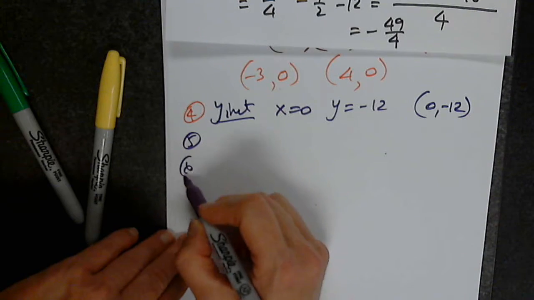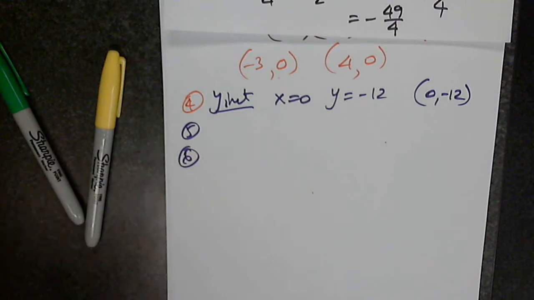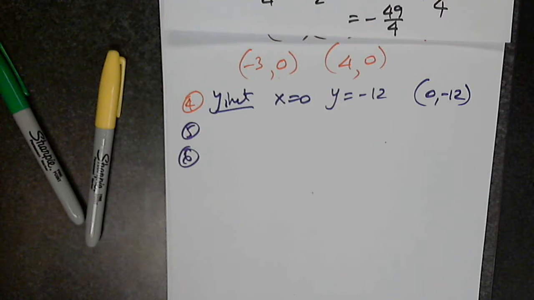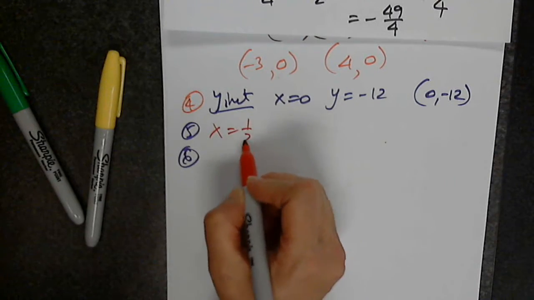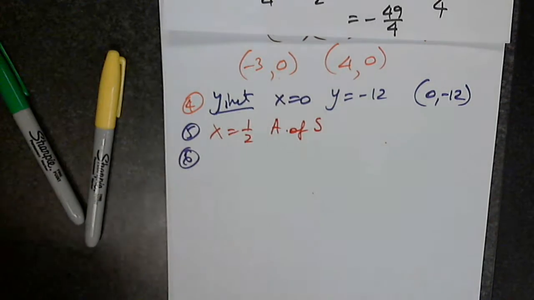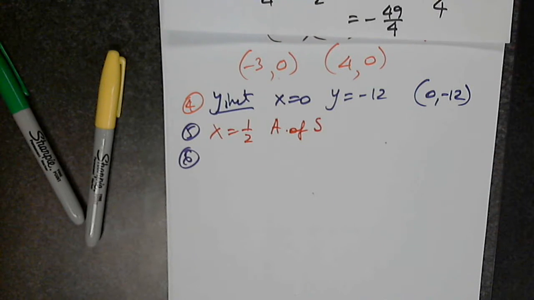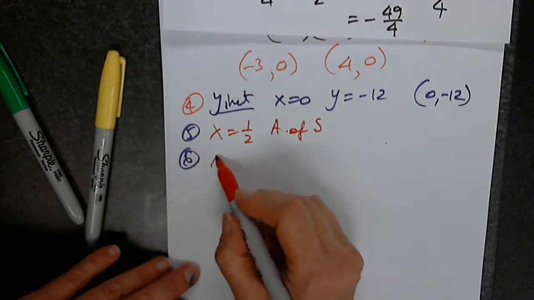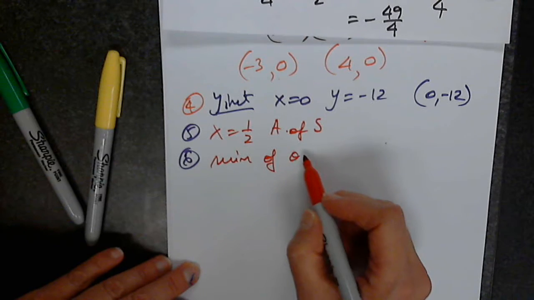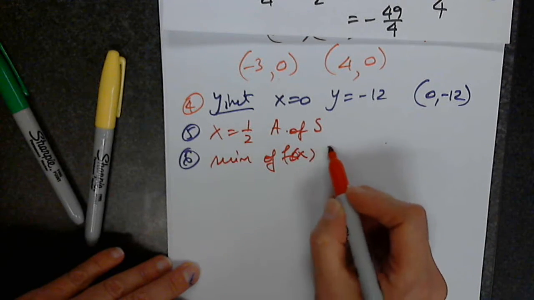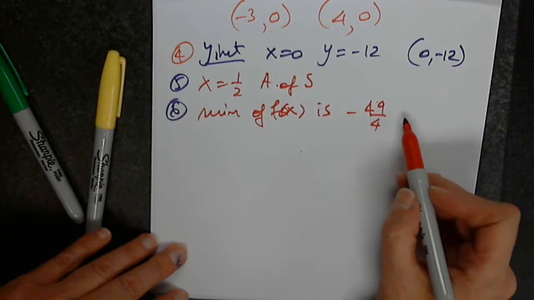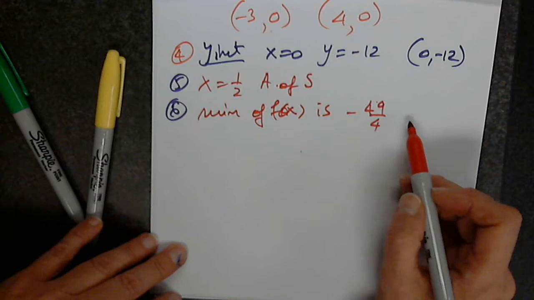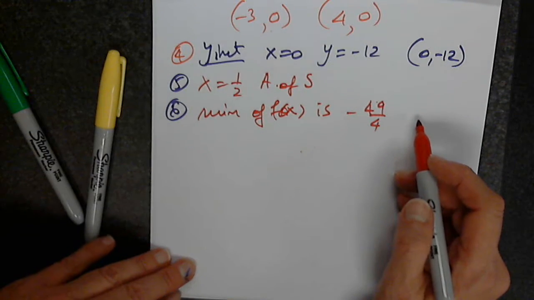And now you're right, 5 and 6. Five is the axis of symmetry. What is the axis of symmetry? Excellent. X equals 1/2, axis of symmetry. Since it's a minimum, what is its minimum value? Minimum of f of x is negative 49 over 4, which is negative 12 and 1/4.